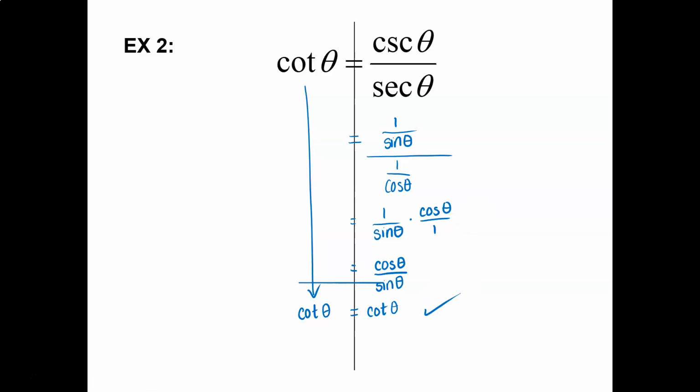Now, what I'm grading whenever I look at this is I'm looking to see that you show every step and that you do it correctly. Because otherwise, you could just do nonsense and write cotangent theta equals cotangent theta down here at the bottom, and it would be right. So the work is what I'm grading here, not necessarily the final answer, although you do need to get to that final answer.